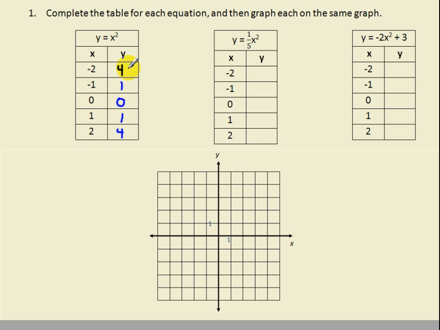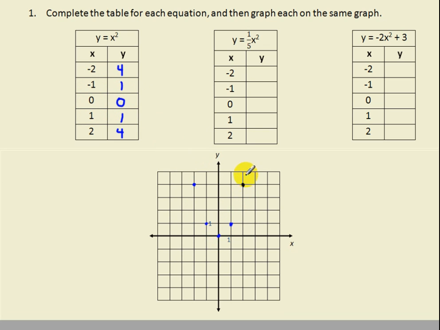Notice the symmetry here: 4, 1, 0, and then right back up, 1, 4. That is one of the key points of a parabola: it will have symmetry to it. So if we plot this, we go to negative 2, 4, and notice also that positive 2 gives us a y value of 4, so we can plot that. Negative 1 will give us an output of 1, and positive 1 for x also gives us an output of 1. And then we have 0, 0.